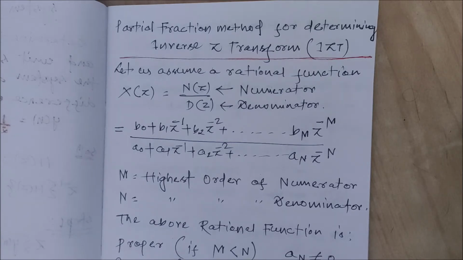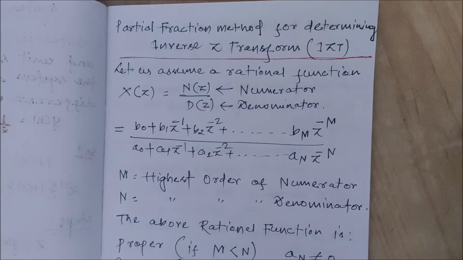is equal to N(z) by D(z), where N(z) is the numerator polynomial and D(z) is the denominator polynomial. Now N(z) by D(z) is described as b0 plus b1 z inverse plus b2 z to the power minus 2 up to bM z to the power minus M, divided by a0 plus a1 z inverse plus a2 z to the power minus 2 up to aN z to the power minus N, where capital M is the highest order of the numerator and capital N is the highest order of the denominator.